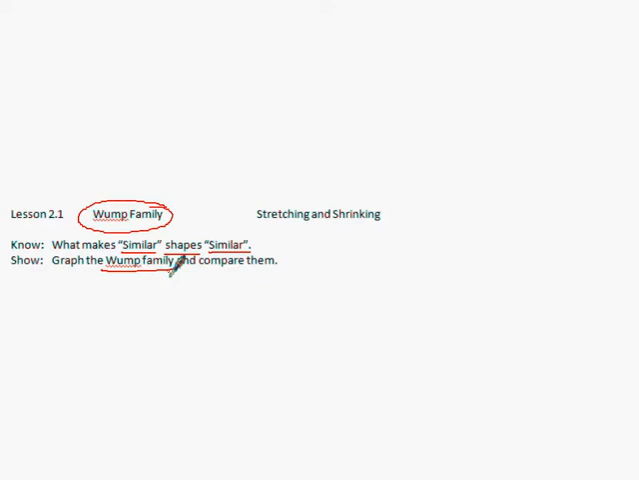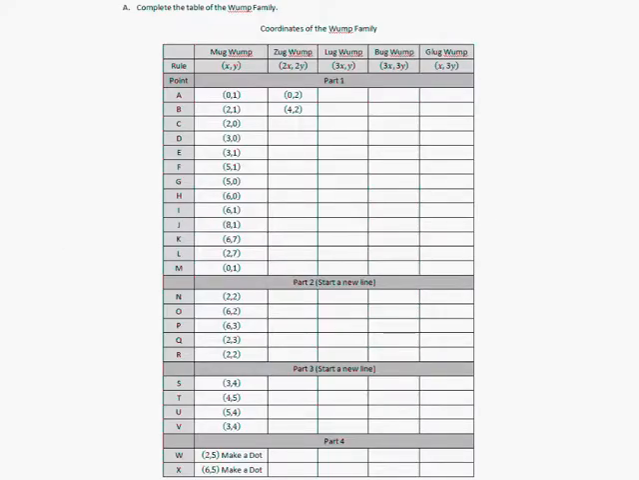Alright, so let's take a look at what I mean by the WUMP family. We're going to complete the table of the WUMP family first. Now this is a huge table. It might take you a while, so let's take a look at it little by little. Its title is the coordinates of the WUMP family. So we're going to graph the coordinates just like we learned how to graph coordinate graphs in Variables and Patterns.